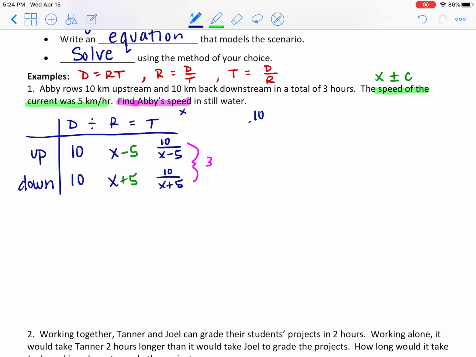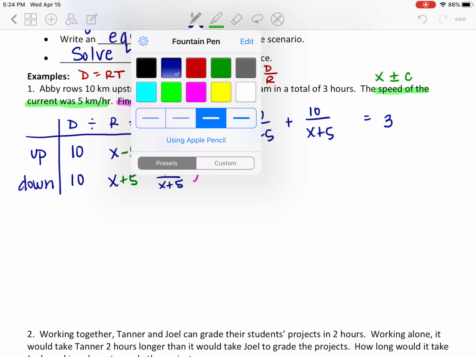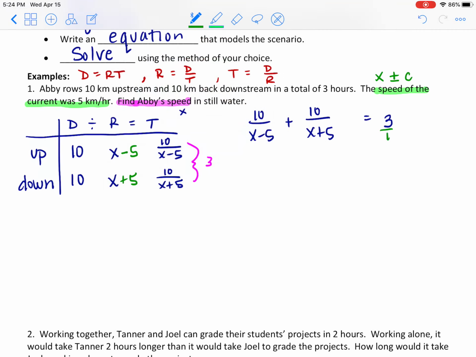And that's where we're going to get our equation. So the equation becomes the trip up, 10 over x minus 5, plus the trip back down, 10 over x plus 5, purposely leaving space, has to equal a total of 3 hours. Now this doesn't look like a quadratic equation yet, but remember, we've got to get rid of the fractions, and then it will turn into a quadratic.